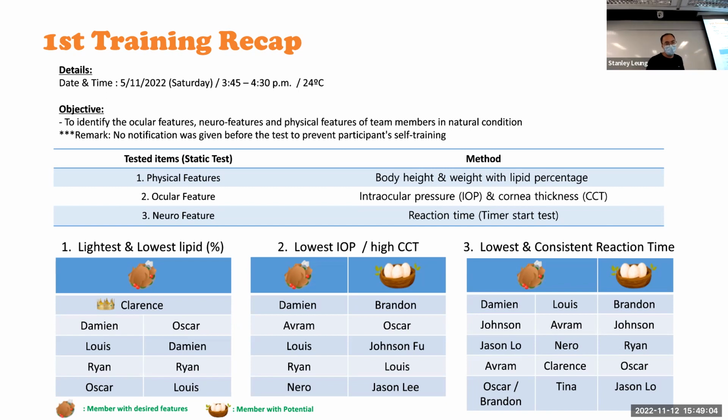For the lowest IOP is Damien, and the highest CCT is Brandon. Let me explain one by one. And then finally is about the reaction time. Damien is the quickest response, but the most steady one is Lewis. So every time when Lewis kicks the numbers, very precise. But the biggest improvement is Brandon. So let me explain one by one.